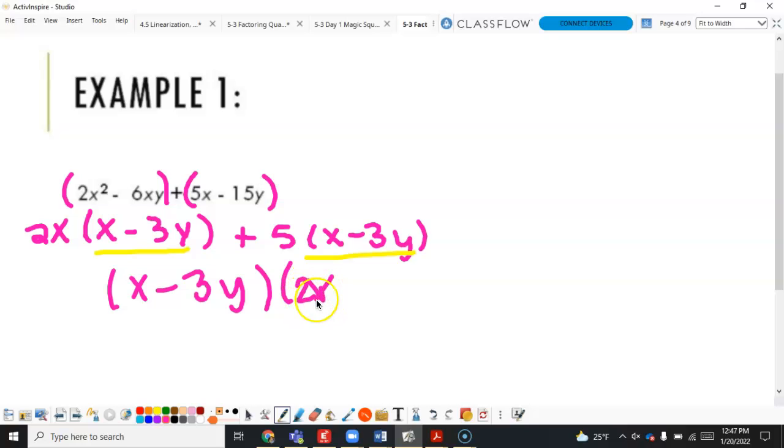And that leaves behind 2x plus 5. That is factor by grouping in a nutshell.